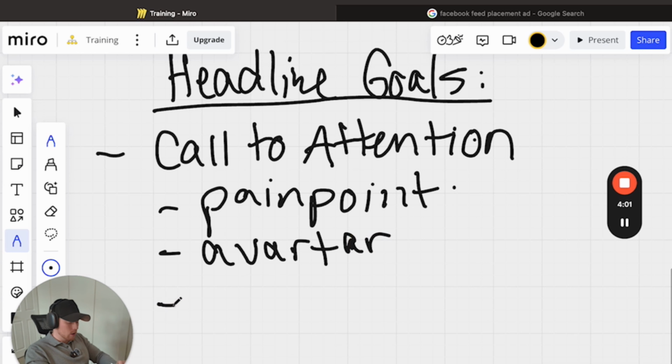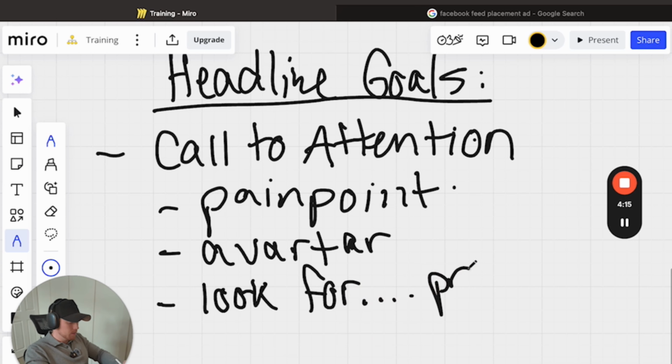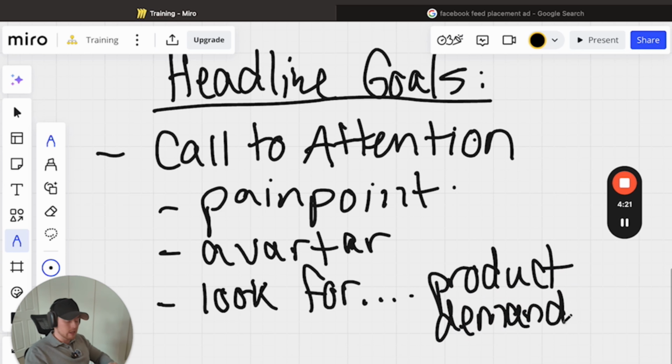And then you could also call out potentially even the product demand that there might be. So something like looking for, whatever your product is, but looking for, and I'll just put product that's in demand. So a demand that somebody maybe, they already know that they're looking for that specific product, but they don't know the offer or what you're offering to them based on that product.